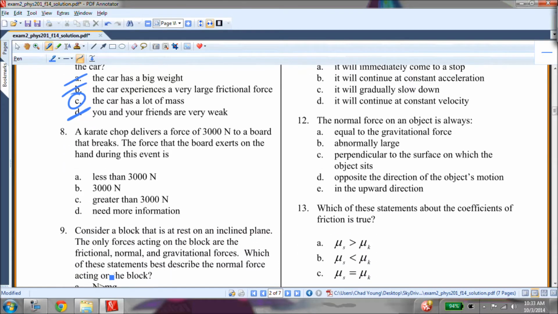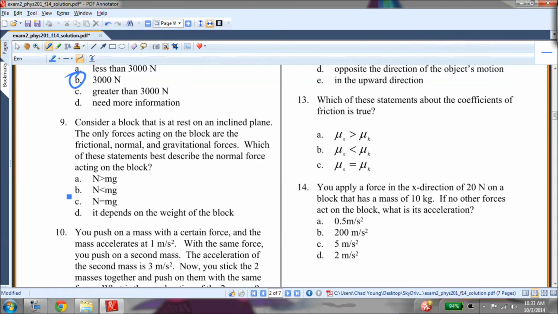A karate chop delivers a force of 3,000 newtons to a board that breaks. The force that the board exerts on the hand during this event by Newton's third law is equal and opposite, 3,000 newtons. Consider a block that rests on an inclined plane. Which of these best describes the normal force? Okay, well, the normal force is the y component of the weight. So the weight is here. The y component of the weight is the normal force. So that means that the normal force is less than the total weight because it's just a certain component of the weight.